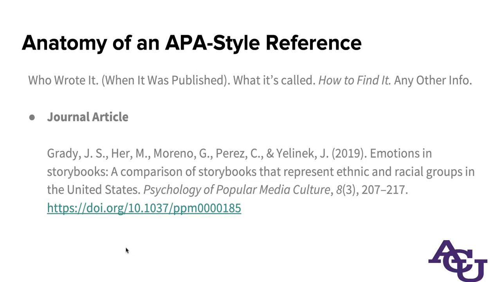So what do we have here? The list of authors, that's who wrote it. When it was published, that's the 2019, the year. Emotions in storybooks, a comparison of storybooks that represent ethnic and racial groups in the United States. That is the what it's called.